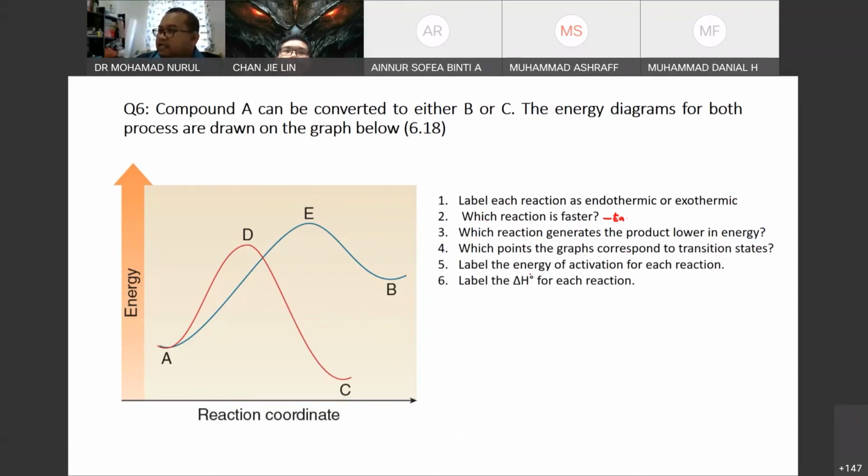Okay, label the activation energy of each reaction. EA, you have to label the EA. Lastly, label the delta H for each reaction. Okay, you have to label delta H, and say whether they are exothermic or endothermic, not just whether they have positive or negative values. Okay, the answer is this.